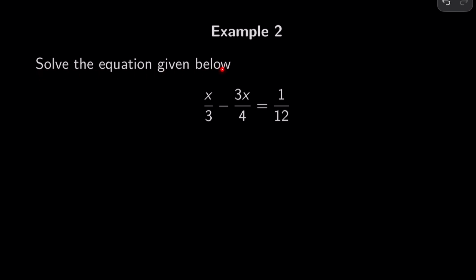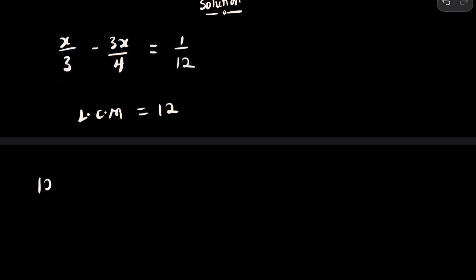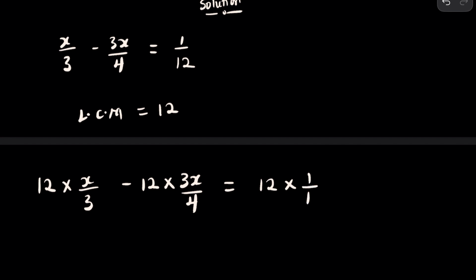Example 2. Solve the equation given below. Solution. We have the terms in the equation given as fractions, right? So we must first find the LCM. So the LCM of 3, 4, and 12 is given as 12, right? So we multiply each of these by the LCM, which is 12. And so we are going to have 12 multiplying x on 3 minus 12 multiplying 3x on 4 is equal to 12 multiplying 1 on 12, right?